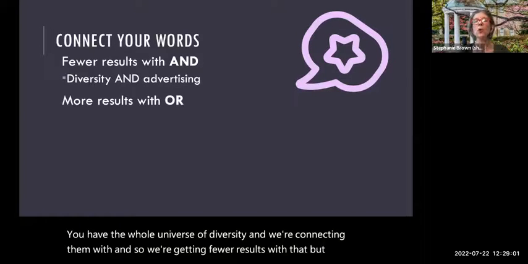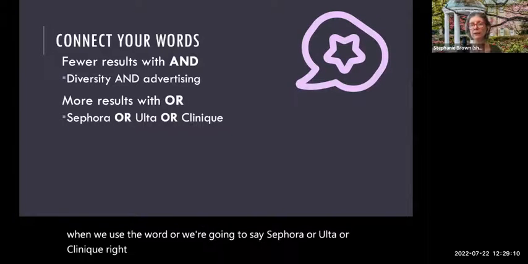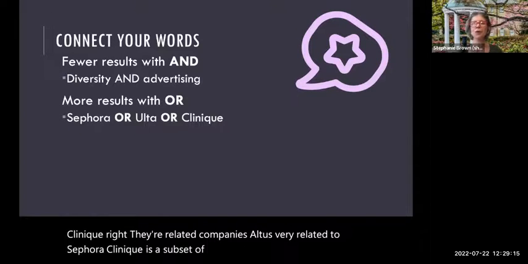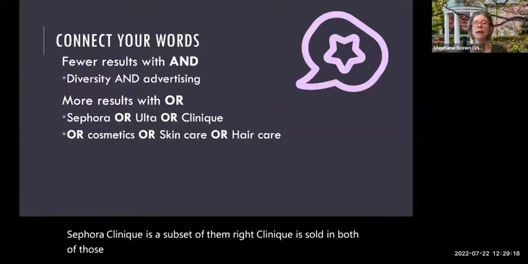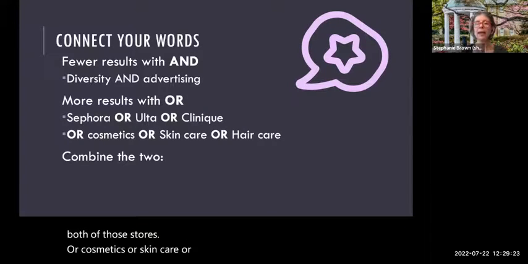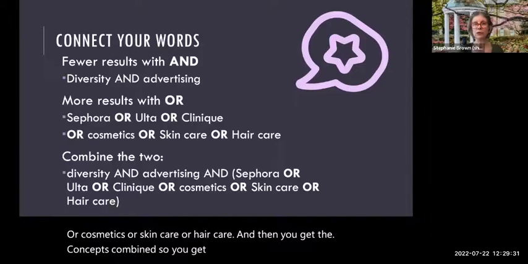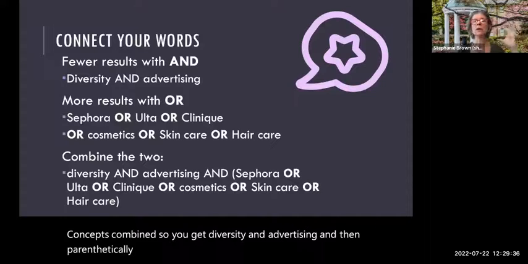But then when we use the word or, we're going to say Sephora or Ulta or Clinique, right? They're related companies. Ulta is very related to Sephora. Clinique is a subset of them, right? Clinique is sold in both of those stores. Or cosmetics or skincare or hair care. And then you get the concepts combined. So you get diversity and advertising, and then parenthetically, Sephora or Ulta or Clinique or cosmetics and so on.